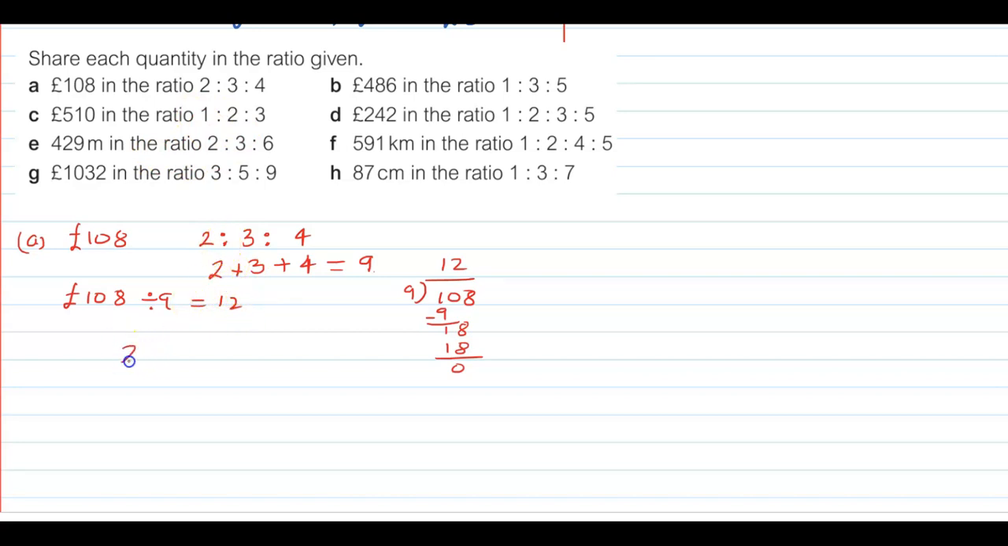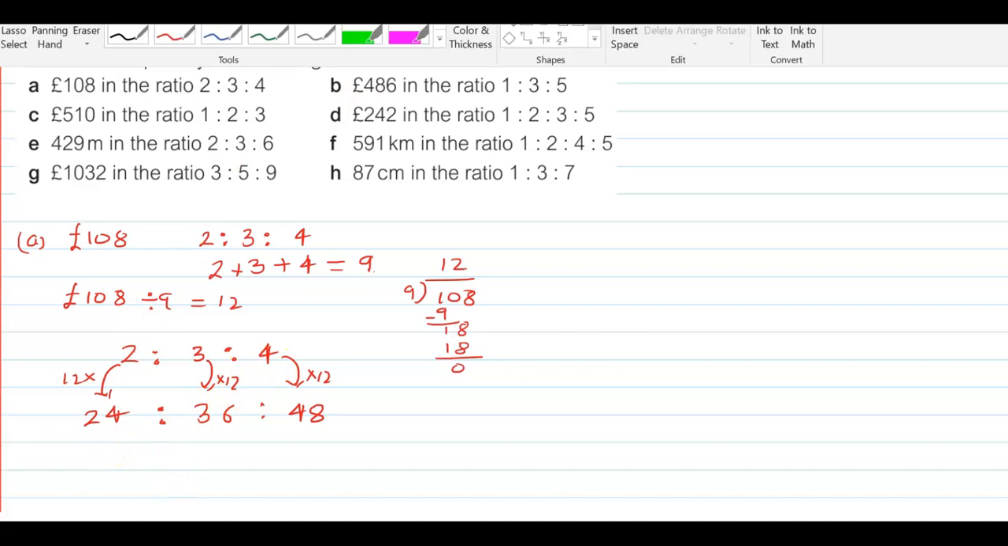So given ratio was 2:3:4. Now every ratio you multiply by 12. So 12 times 2 is 24. Now here also you times by 12. 12 times 3 is 36. And here also you times by 12. So it will be 12 times 4 is 48. Okay, so this is our answer.